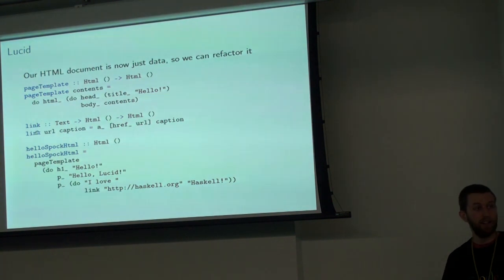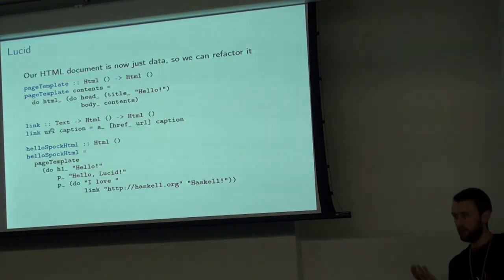I can make convenience functions here, like link. Generally, when we make links, you just have a href and some contents. So rather than typing all of this out, I can simply abstract this common pattern by taking a URL and a caption and just applying that to an A element.